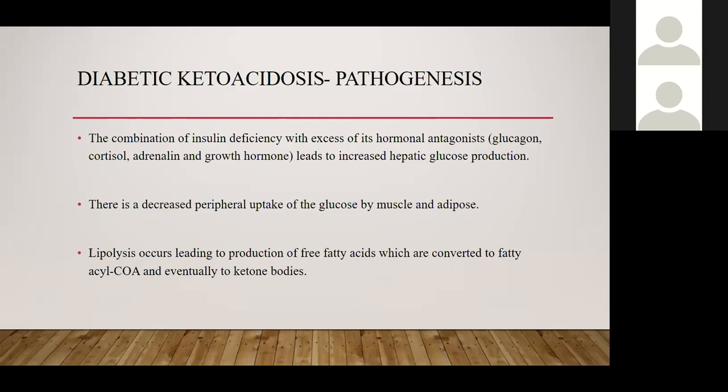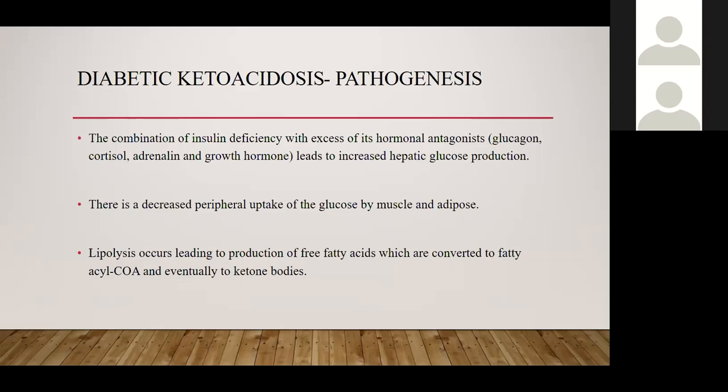So what is happening is, once you have insulin deficiency coupled with excess anti-insulin hormones, or these hormones that act opposing to insulin, like glucagon, cortisol, adrenaline, growth hormones, what is going to happen is that when you eat, or even when you are starving, the liver is going to release excess glucose into circulation.